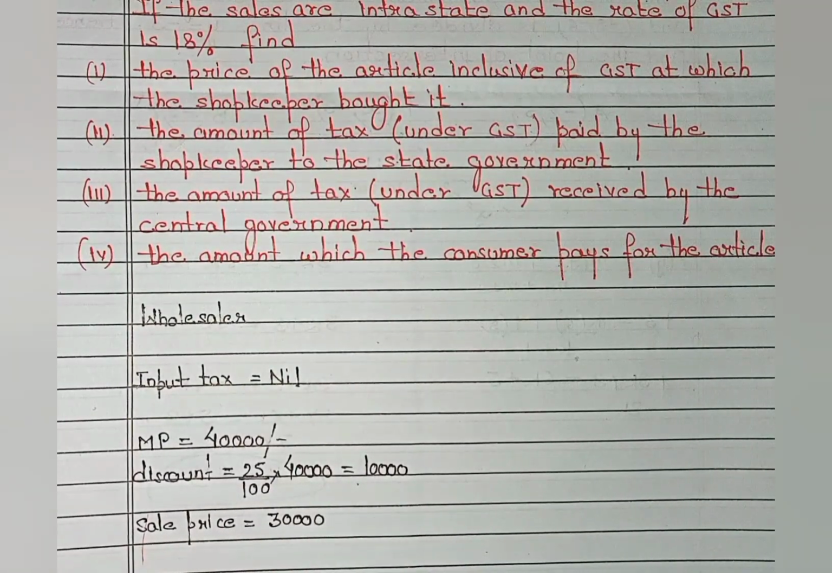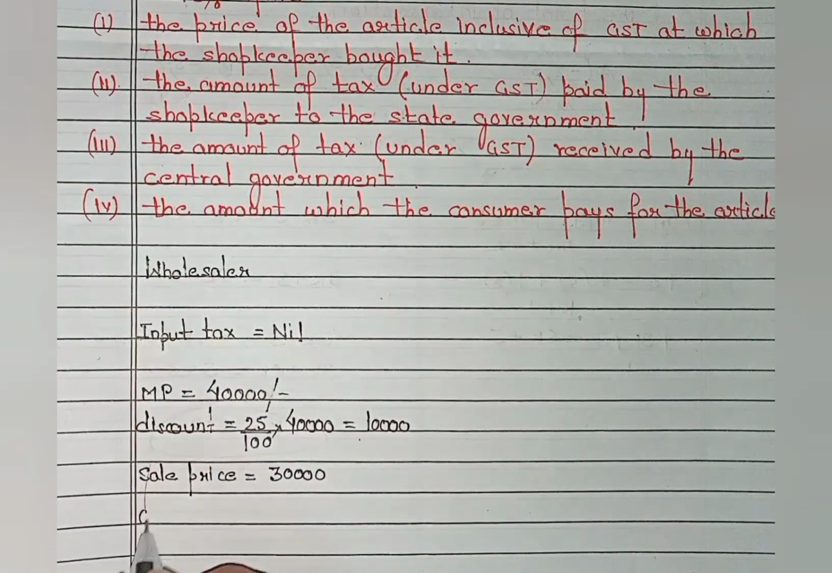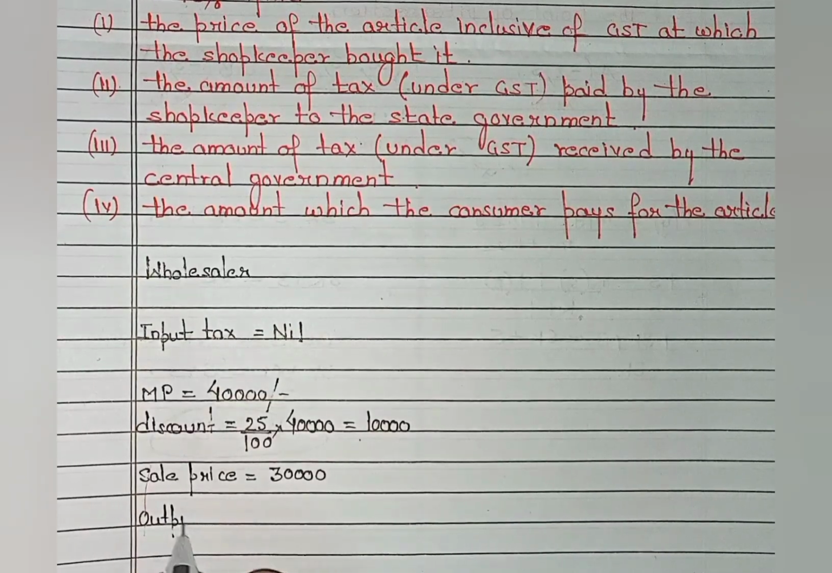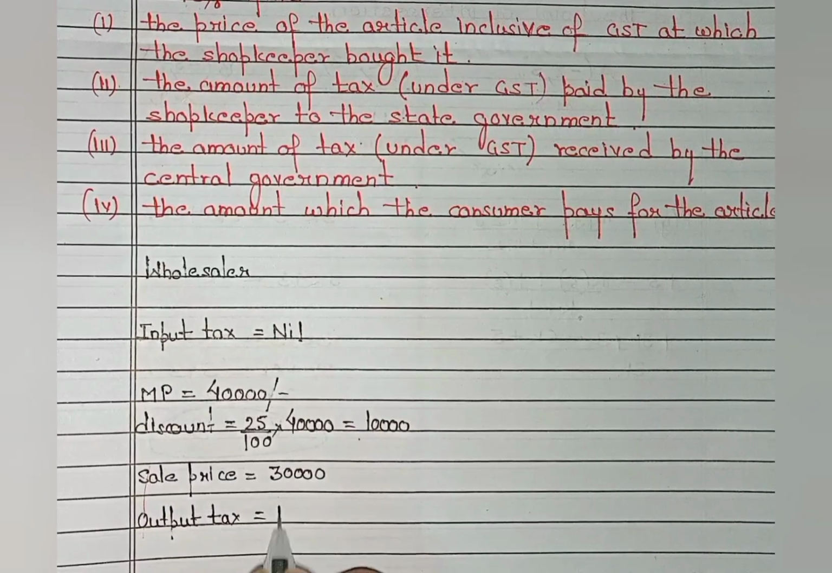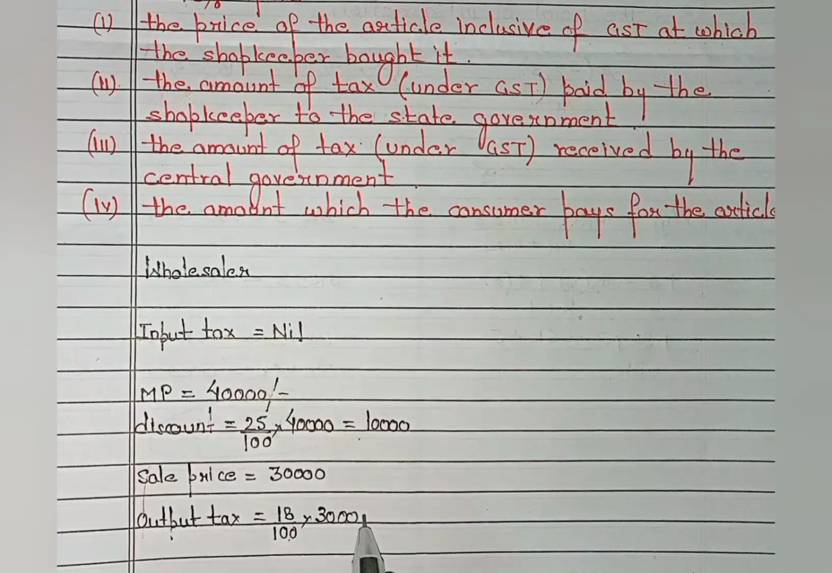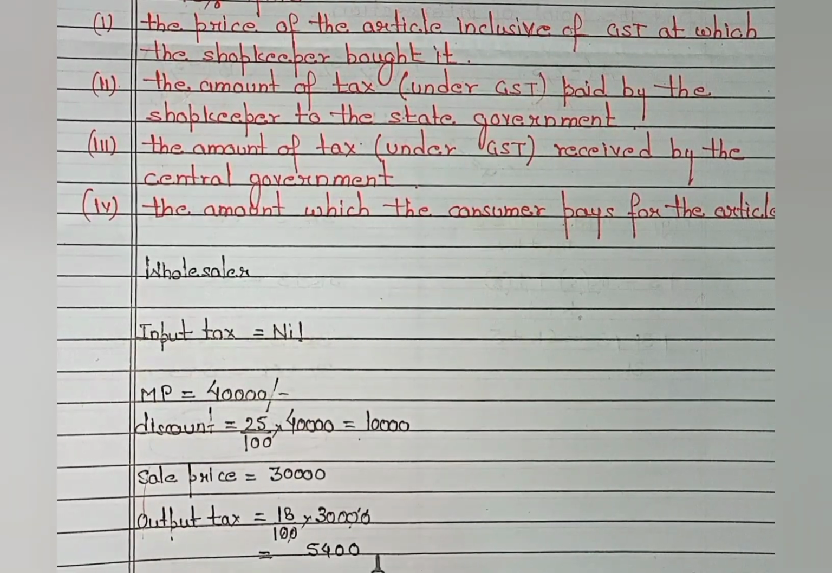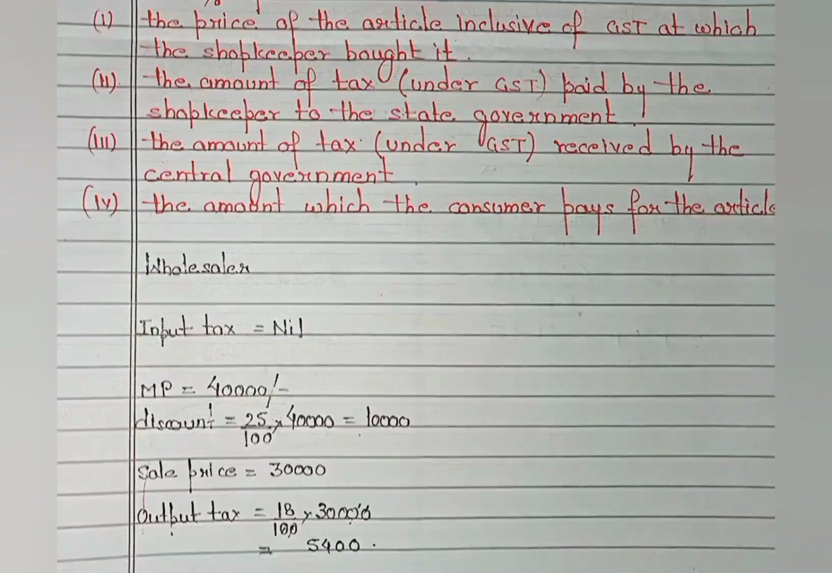Now on this sale price, the wholesaler will be charging the tax, so that will be the output. And the output tax rate is 18%. So 18% of 30,000. So the output will be 5,400. So this will be the output.